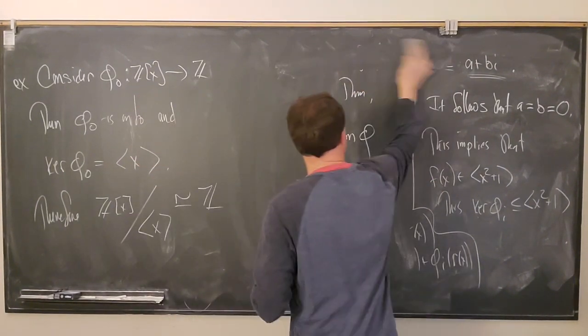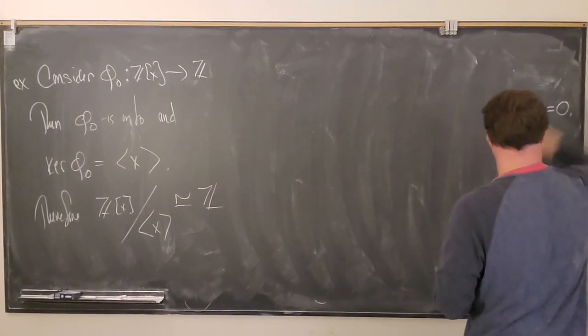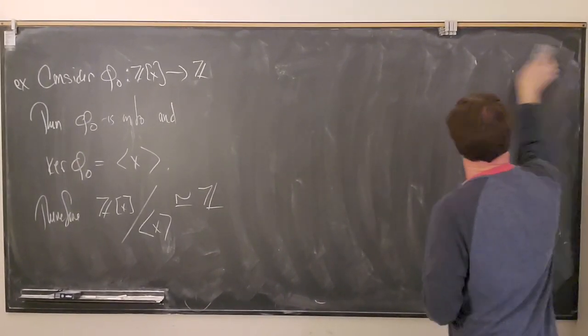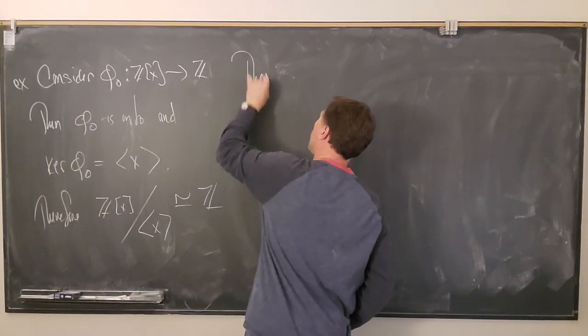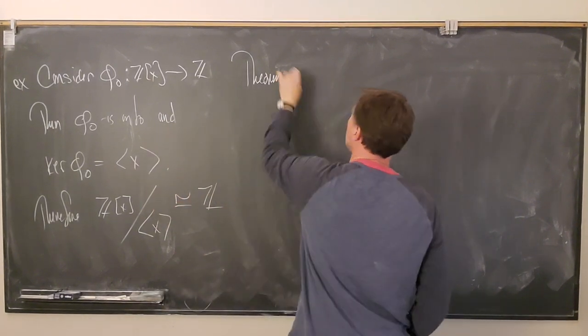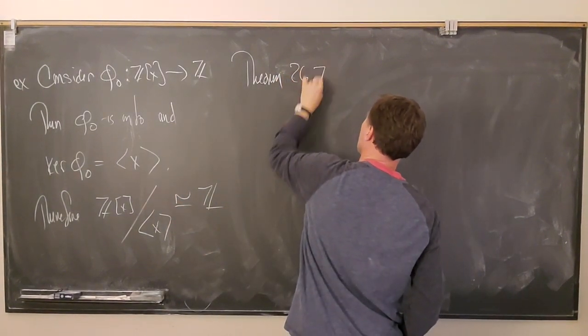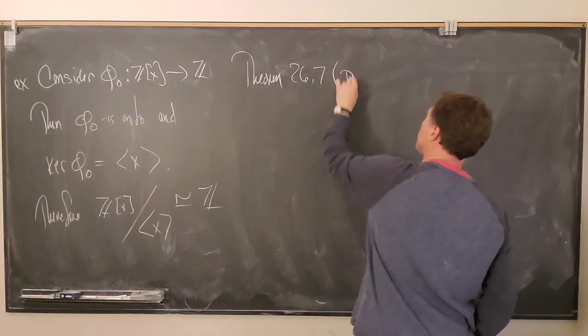And so I want to finish off this chapter with a theorem. So this is 26.7. And I want to give this a name. So this is properties of homomorphisms.